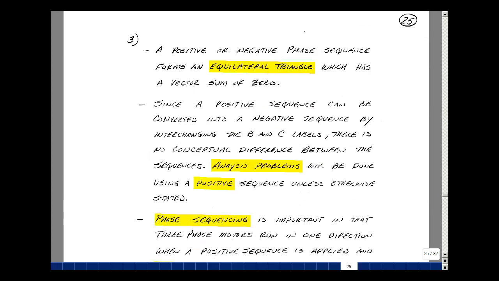As we've just shown, a positive or negative phase sequence forms an equilateral triangle which has a vector sum of 0. Positive sequence can be converted to a negative sequence by just interchanging subscripts of B and C. So conceptually there's no difference between them. We're going to do our analysis with positive sequences unless otherwise stated.